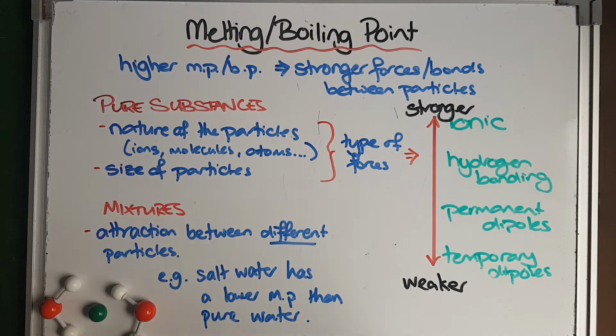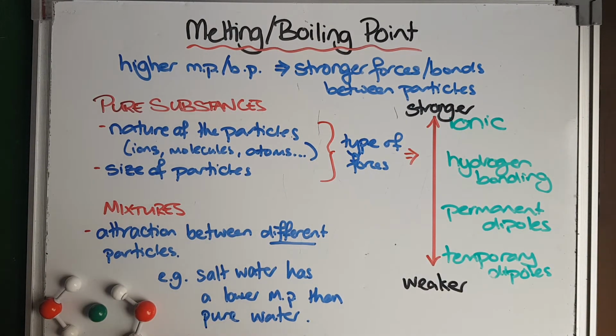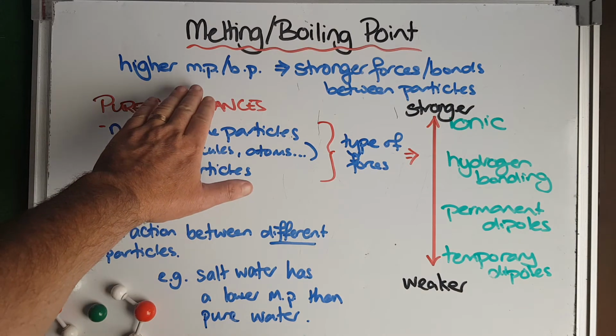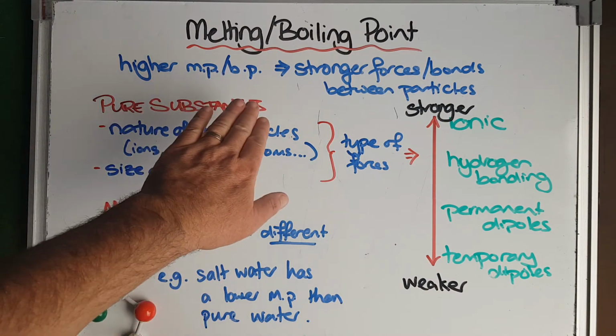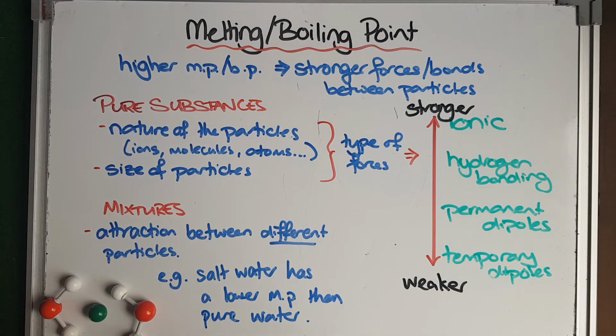So if you see anomalies and trends of melting and boiling points of molecules, check if it might have hydrogen bonding involved, because that's often the explanation. It's a stronger bond, so it requires more energy to break, so that increases the melting, or if it's talking about it, boiling point. Stronger forces require more energy to break. So remember that from year 12, bond breaking is endothermic.